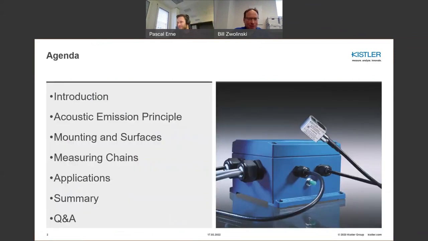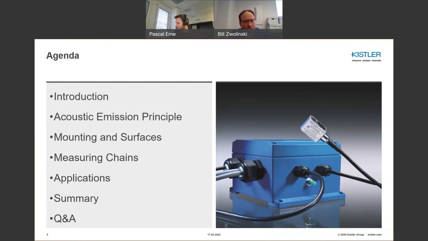Okay, so the agenda for today, I'm going to just minimize Pascal here so we can see. We'll go through a bit of an introduction, what the principle of operation is. We're going to talk about mounting. Like in any sensor that we use, the best performance is always given by having the proper mounting. So I think we're going to really address that in good detail, so there's a clear understanding of how to mount the sensor to get the most out of it.